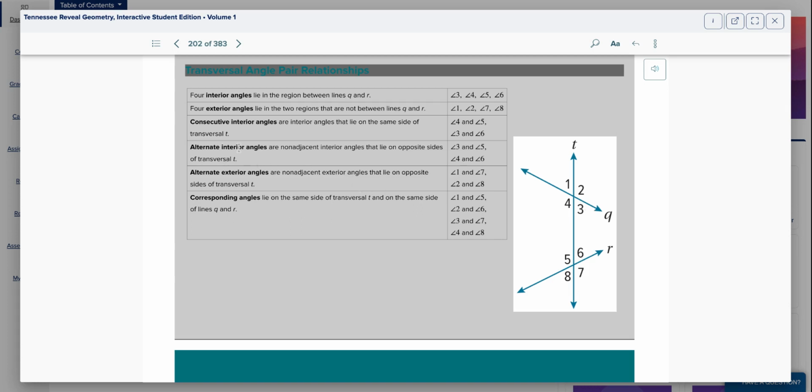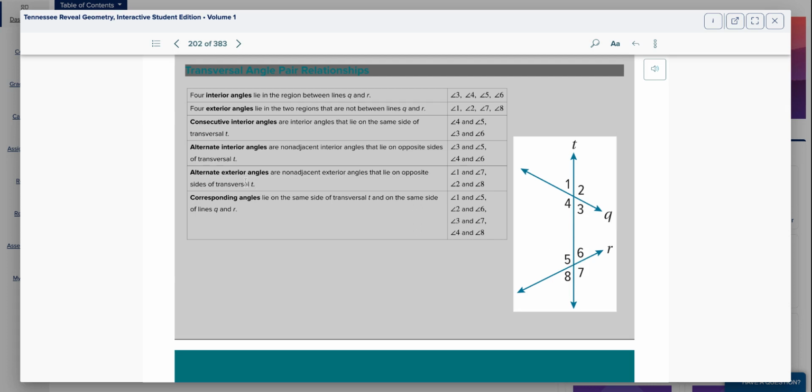Alternate means on different sides of the transversal. So you're still talking about interior angles. 4, 3, 5, and 6 are interior, but now you're talking about opposite sides of the transversal. Now, my students like to say, oh, 4 and 3. No. Those are adjacent angles. I'm talking about 4 with 6. Those are alternate interior. 3 and 5 are alternate interior.